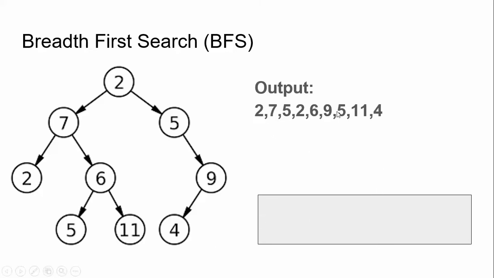Look at the order that these nodes came out in. 2, 7, 5, 2, 6, 9, 5, 11, 4, right? So they came out by level, which is just really kind of cool. So by using a while loop and a queue instead of the built-in system stack, we got a completely different order of node traversal in our tree.